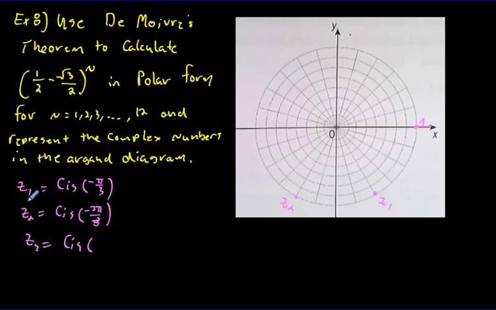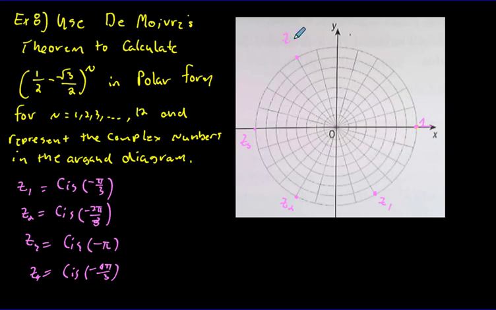And then z3 is cis. Now that's when I'm cubing 1. I'm not cubing this one, I'm cubing the original one. That's just going to be a negative pi, right here. So I get z of 3. And then z, the fourth complex number, which I'm going to get by taking it to the 4th power, is going to be cis of negative 4 pi over 3, right? And that's going to be right up here.